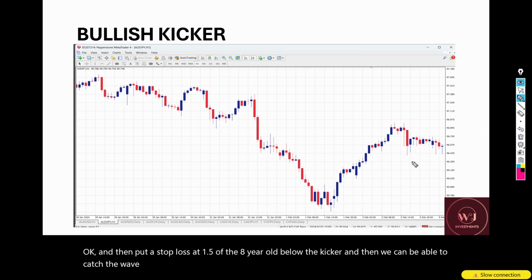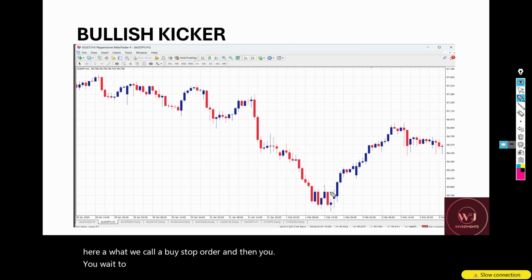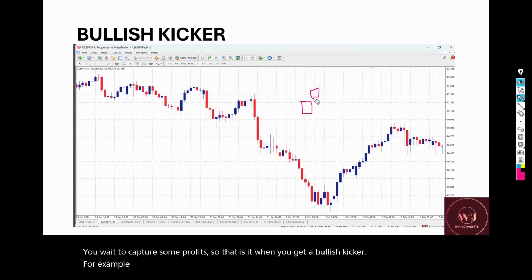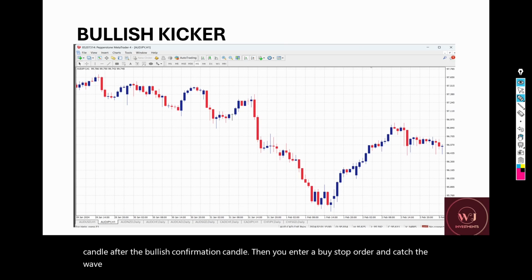You don't buy at the market price, but what you do is that you can create here what we call the buy stop order, and then you wait to capture some profits. So that is it. When you get a bullish kicker, for example, price opens slightly higher here, it creates a gap. You wait for a bullish confirmation candle. After the bullish confirmation candle, then you enter a buy stop order and catch the wave up. So that is the bullish kicker.